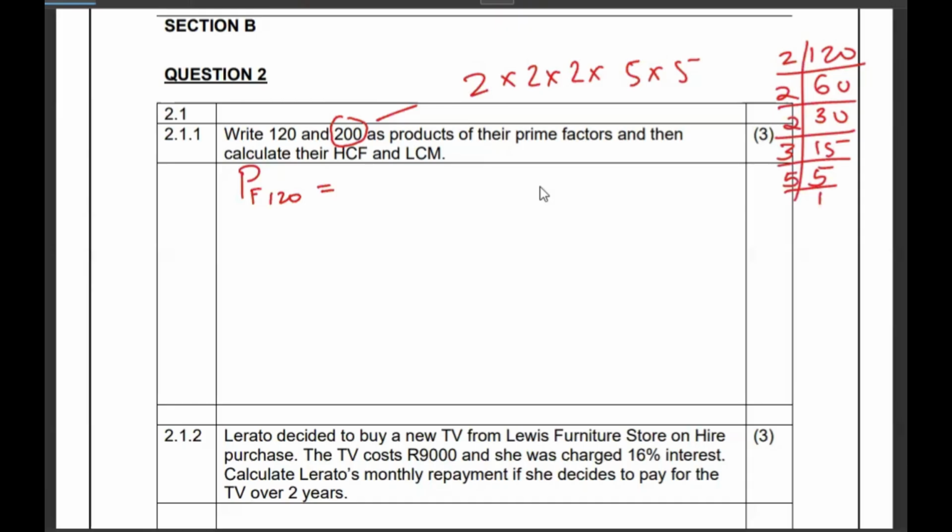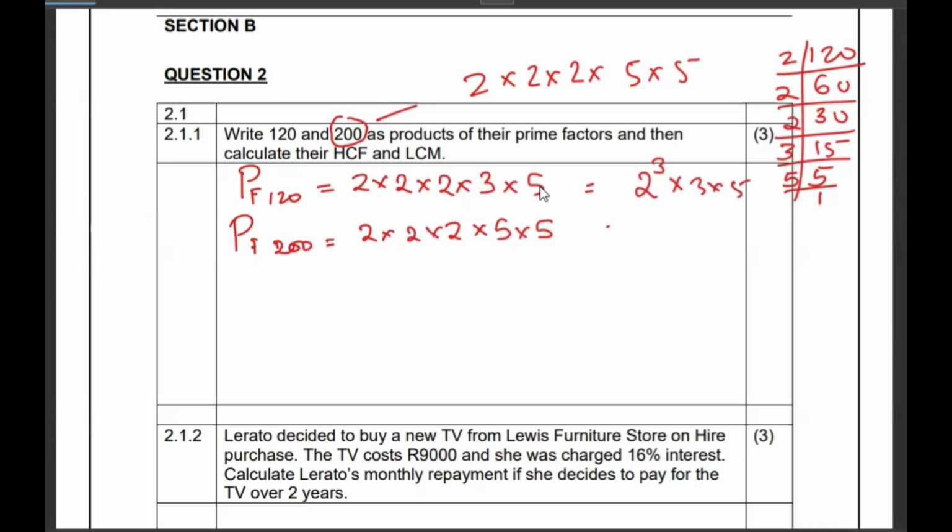So the aim of this division is to make sure that we don't get any remainders. If ever the number you're using is going to give you a remainder, then do not use it. Go to the next factor. So meaning that 120 is going to be 2 by 2 by 2 by 3 by 5. And then the prime factors of 200, we said it is 2 by 2 by 2 by 5 by 5. So I'm just going to write it in this format. And as much as people would also write it as 2 cubed times 3 times 5, this is 2 cubed times 5 squared, okay?